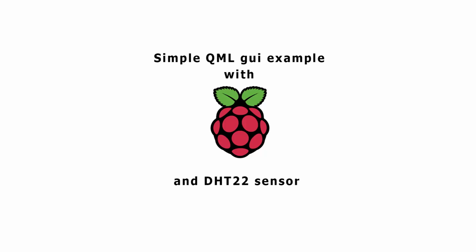Hello guys, in this tutorial we get the temperature and humidity data from the DHT22 sensor and show them in a QML based GUI design on Raspberry Pi. First let me introduce you to a simple circuit.